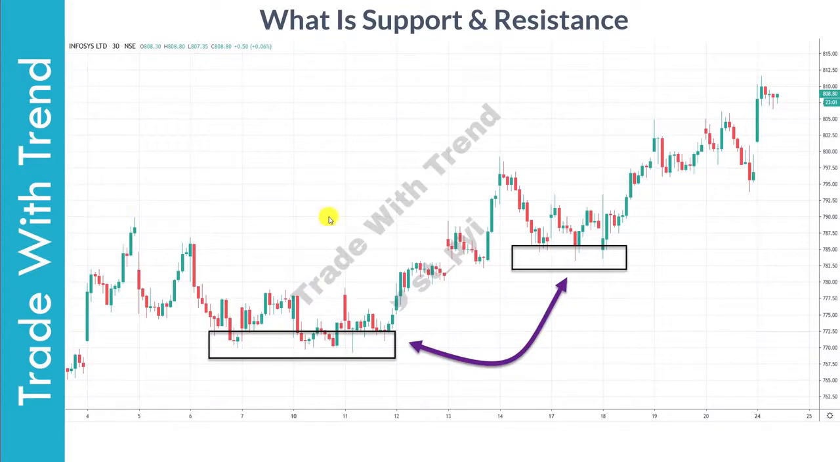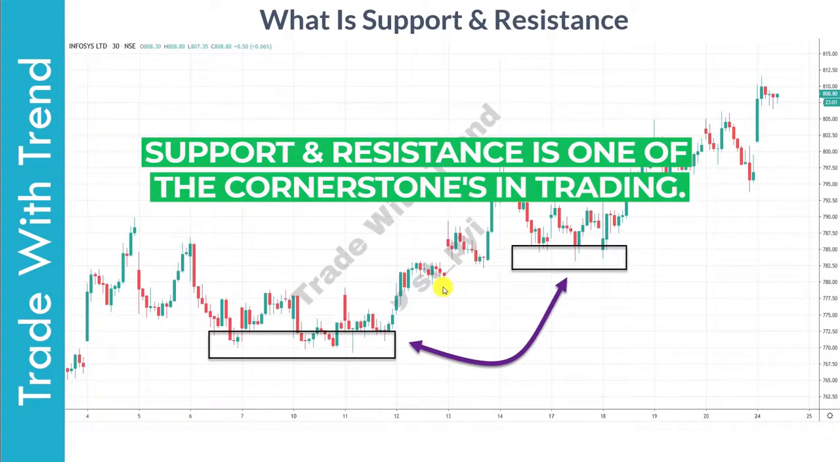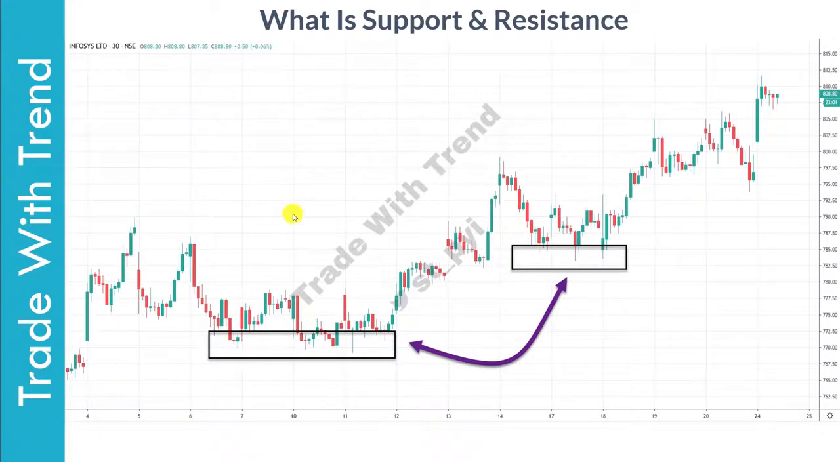So irrespective of which chart you use in terms of bar chart, candlestick chart, or even Ichimoku or any other charting method, support and resistance zones are very easy to identify, and this is something every trader needs to look into because these provide excellent entry and exit opportunities.